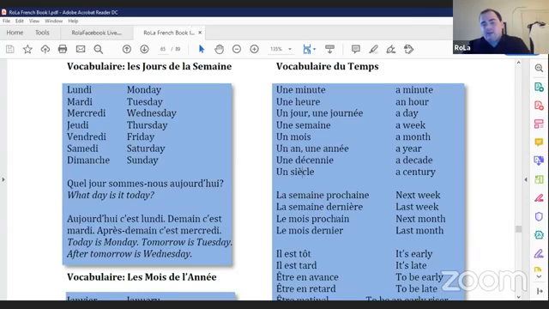Le mois prochain. That means next month. Notice here, prochain looks different than prochaine. Notice how I'm pronouncing it differently. Prochaine, prochain. Because this noun right here, le mois, is masculine, we don't put an E at the end. So it's le mois prochain. La semaine prochaine. Sometimes things in French are pronounced differently when they're masculine and feminine. Le mois dernier, last month. We have this keyword right here, dernier, which means last.